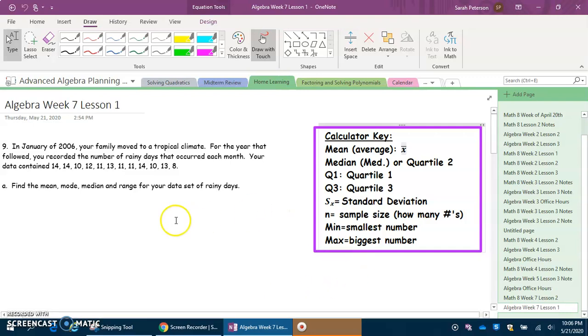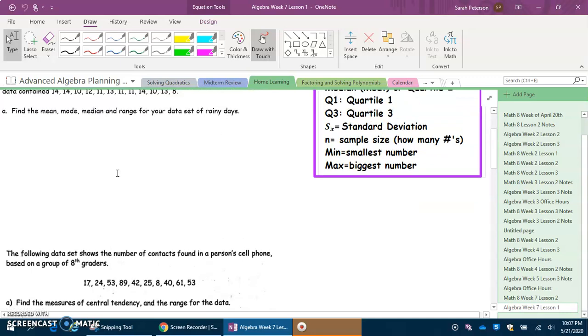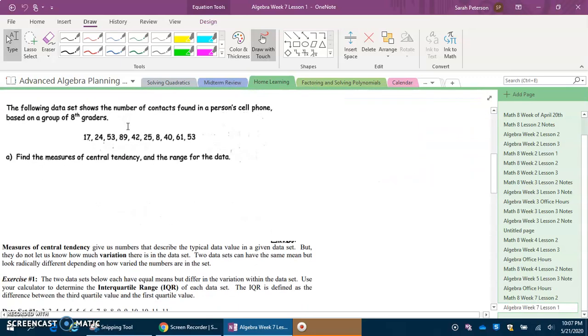Okay, so in the calculator video, you saw me show you how to type in the numbers for this example here. I'm going to skip this one and move down for the sake of time. It's the same thing and we already calculated that, so I'm not going to go through it again. But the new question I want to look at is the following: the set of data shows the number of contacts found in a person's cell phone based off a group of 8th graders. It says find the measures of central tendency and the range for this data.